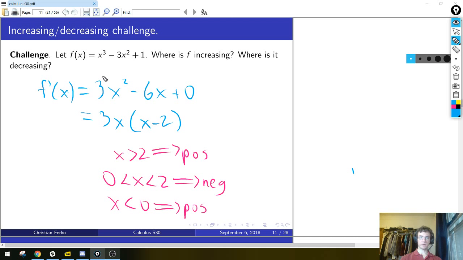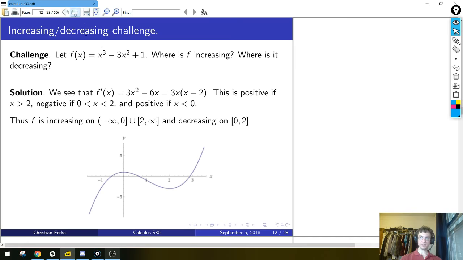So we're going to claim the original function f, not the derivative, but this cubic, is increasing when x is greater than 2 and when x is less than 0, and it's decreasing in between, on this interval between 0 and 2. So let's actually take a look and see whether that's true. As you told me, the derivative is 3x squared minus 6x, which factors like this. It's positive here, negative there, positive here again. And as you suggested, we could compare our analytical intuition to graphical intuition by just plotting the original function. So this is the original function, not the derivative.